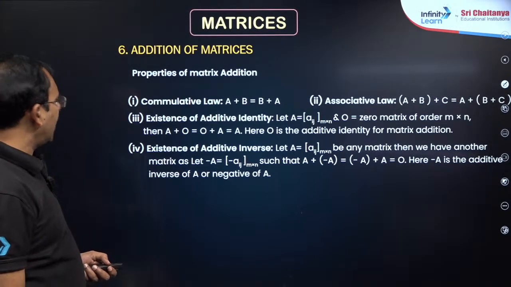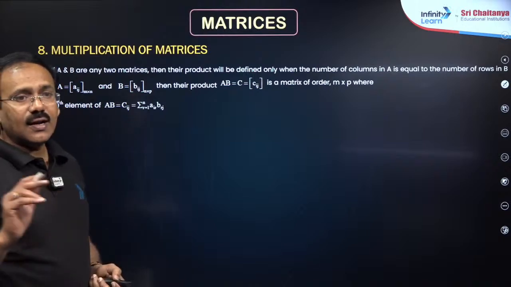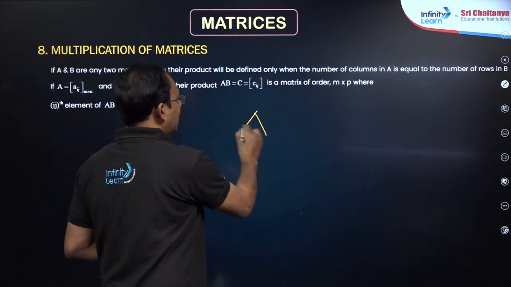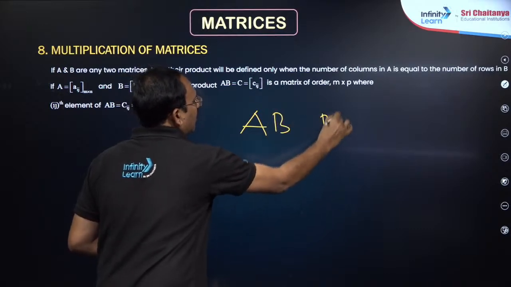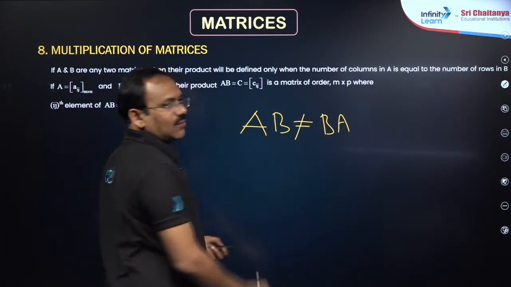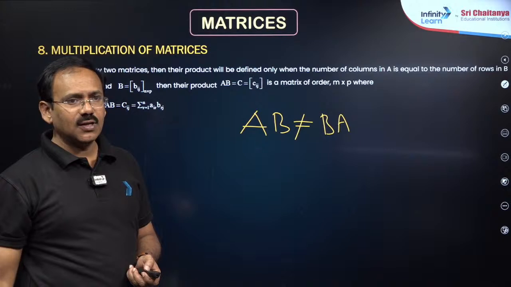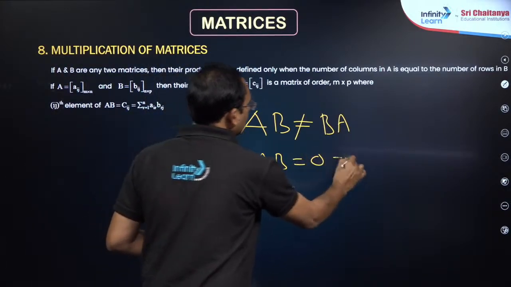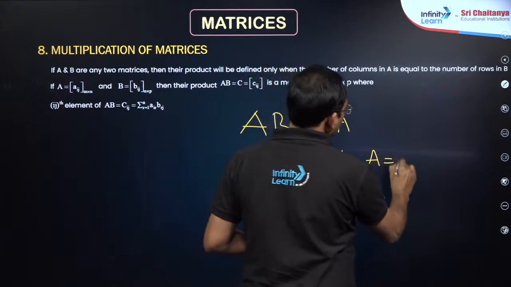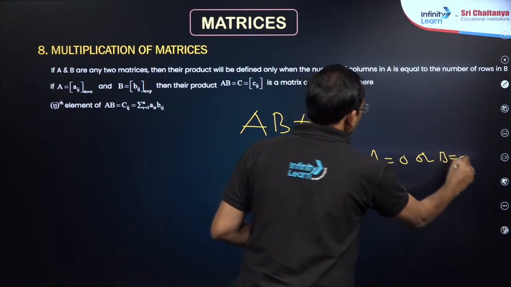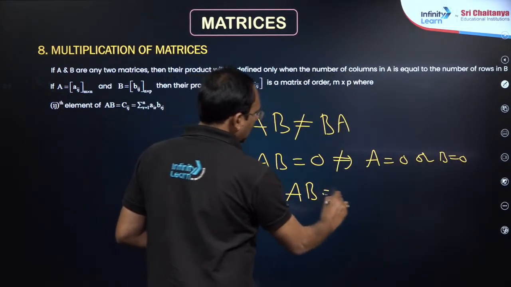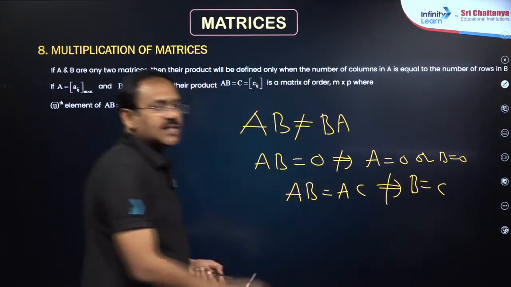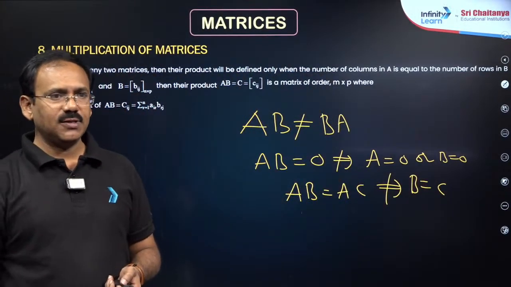Next, my dear friends, addition, multiplication. In multiplication, the two special things you need to remember are that in matrix multiplication, AB and BA are generally not equal. Maybe for some matrices it may be. And another point, AB is equal to 0 doesn't imply A is 0 or B is 0. That means in matrix multiplication, if AB is equal to AC, don't write B is equal to C. A cancelled, B is equal to C may not be true.